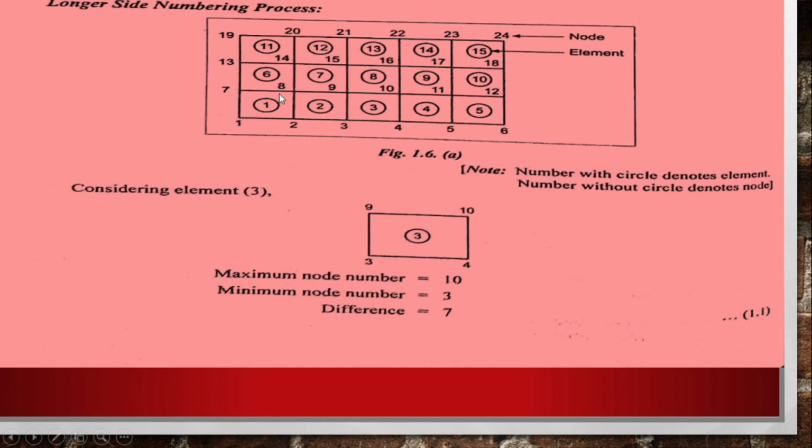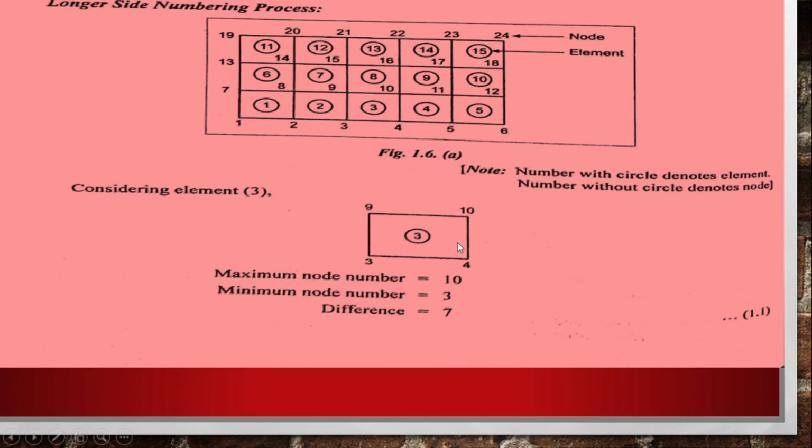For the first element we have 4 nodes: 1, 2, 7, 8. For the 8th element we have 4 nodes: 9, 10, 15, 16. So in this process, now we are considering only one element, which is the third element. Here 3, 4, 9, 10 is the node number. So we are considering the third element. The node numbers are 3, 4, 9 and 10.